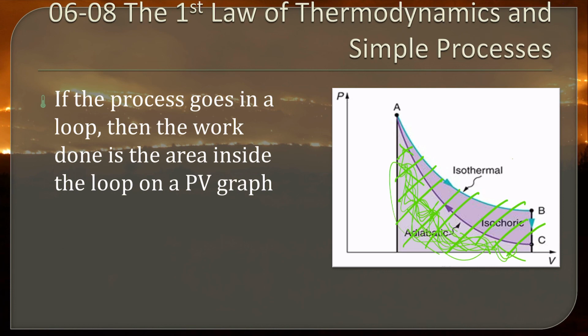The isothermal is a positive W. The isochoric is no work, and then the adiabatic, the going back up, is negative work. So it cancels out some of the isothermal positive work and leaves just the amount in the middle.